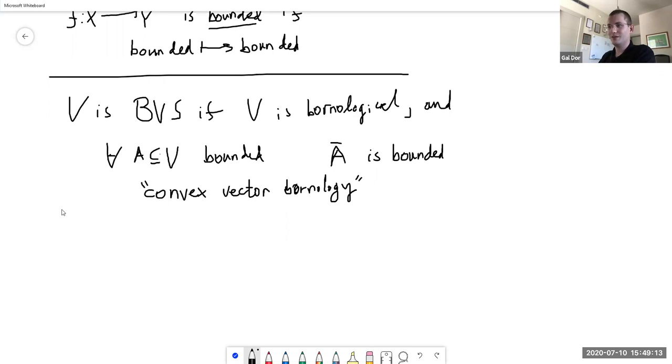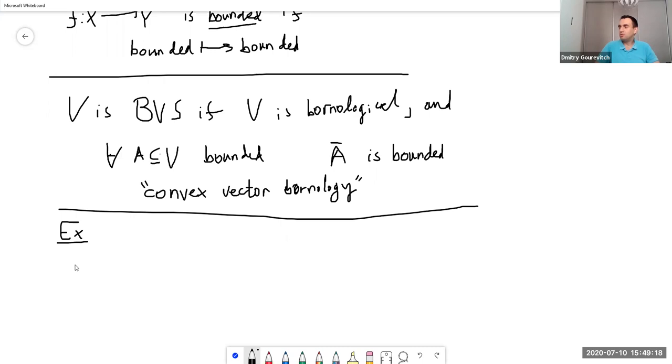Gal, excuse me, could you please write something on the blackboard as to what a bar is, just for us to remember, because otherwise it looks like closure, which doesn't make any sense here.